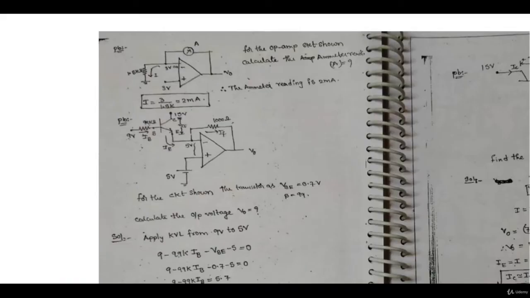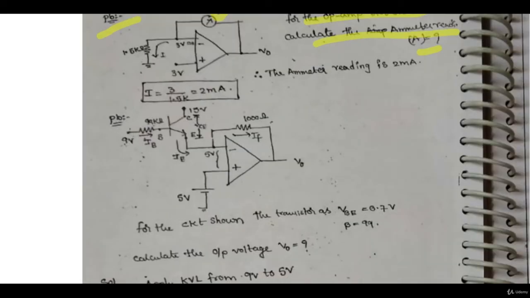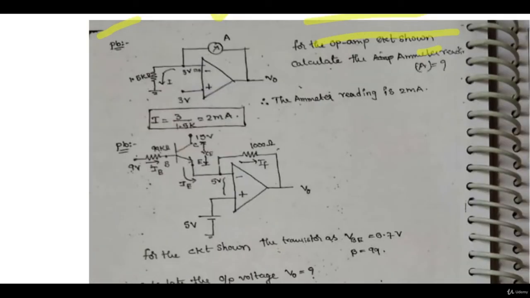Okay, let's look at another question. The problem here: for the op-amp circuit shown, calculate the ammeter reading. Okay, so you have to calculate the ammeter reading. This is given, I'll zoom it more. So we have to calculate the ammeter reading.